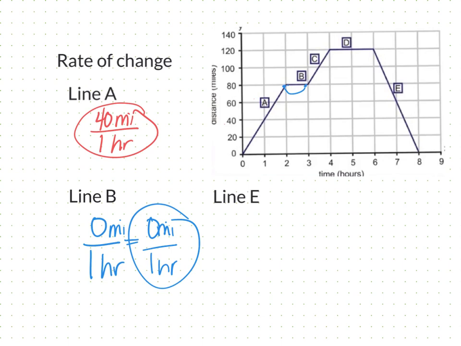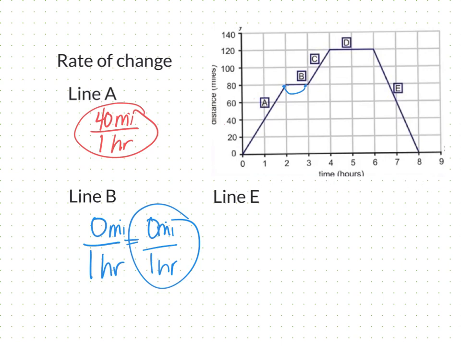Okay, it's like sitting at a light in a car. You're not moving forward, your distance isn't changing, but time changes. So your time has to change. That's why we keep moving to the right on a graph, okay? But you don't have to keep moving up because you don't have to move, but time does have to continue.